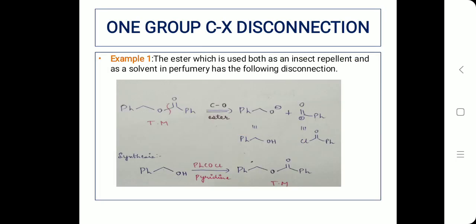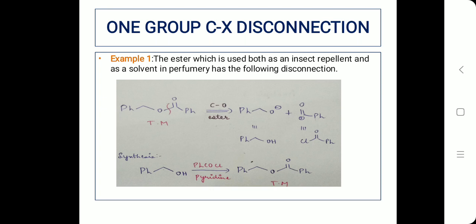Example 1: the ester which is used both as an insect repellent and as a solvent in perfumery has the following disconnection. We have an ester as the target molecule, and here again we can see the disconnection is between the carbonyl carbon and oxygen. The next step is writing down the retrosynthetic arrow, and above that we write the C-O, representing the bond which is disconnected. Then we write the synthons. The synthons are PhCH2O minus, that is the benzyloxy group, and the benzoyl cation, for disconnection of this target molecule ester.